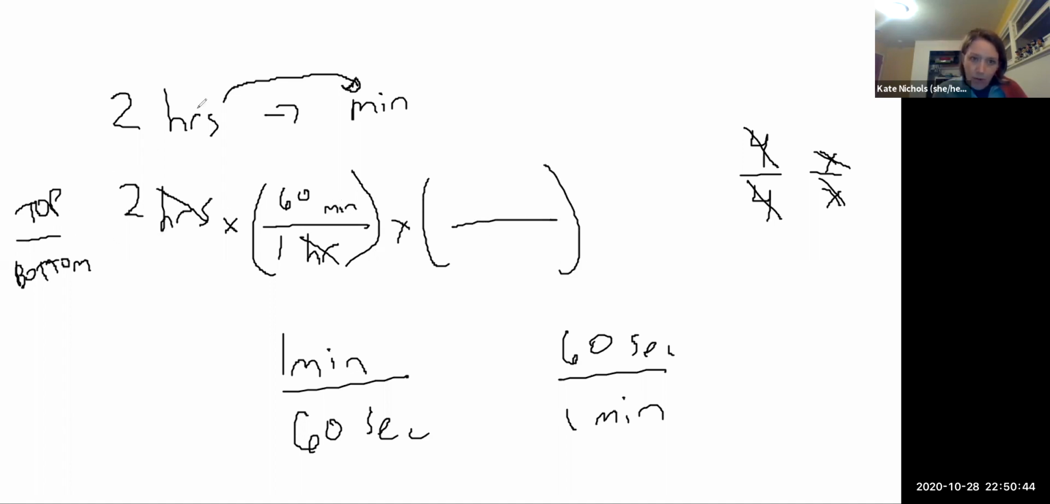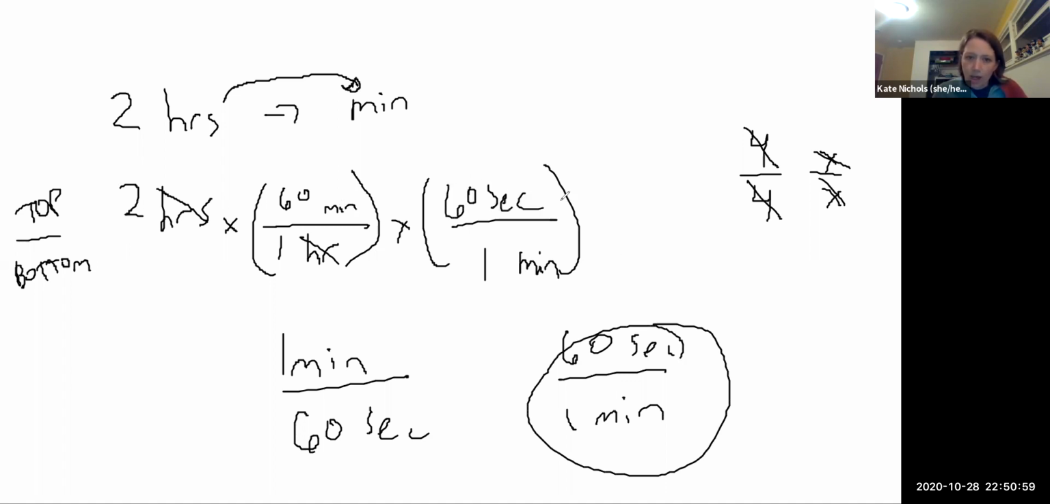If you look at all these things on the top, there are 2 hours and 60 minutes. I want to cancel that out by getting a minutes down here on the bottom. So I'm going to pick factor B again, and I'll do 60 seconds on the top. So that's going to let me cancel out minutes.